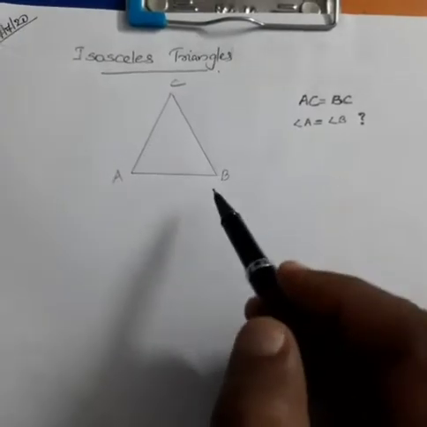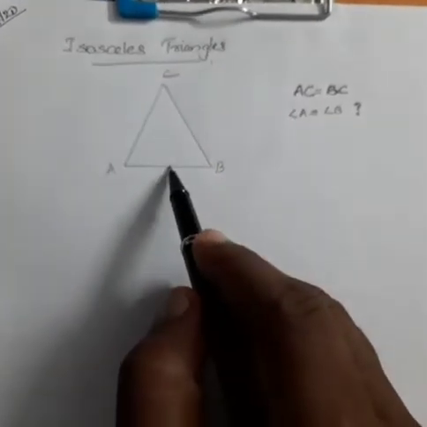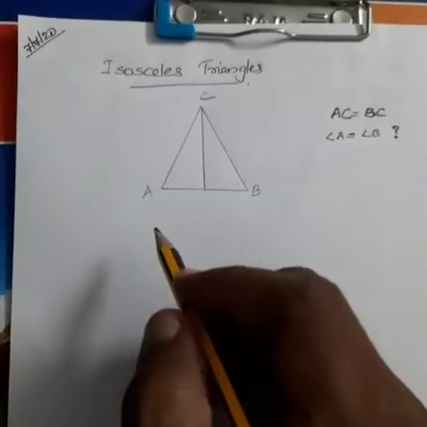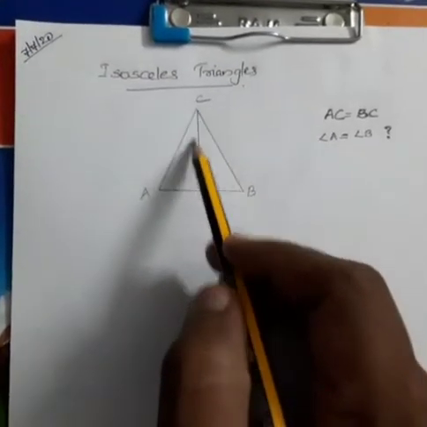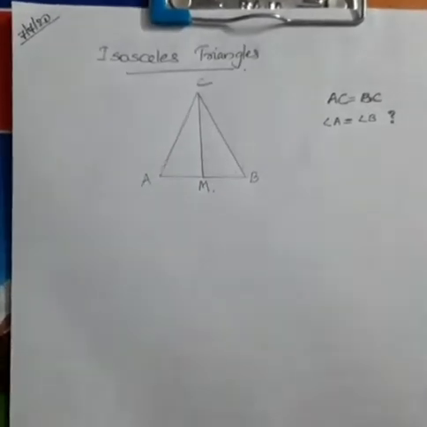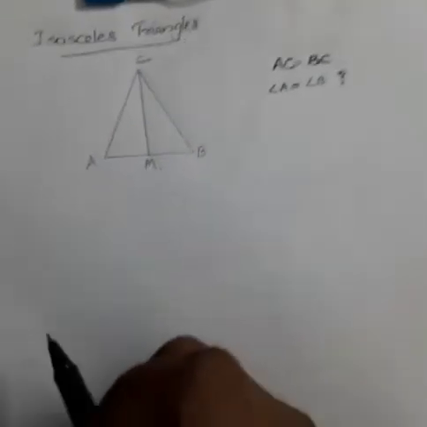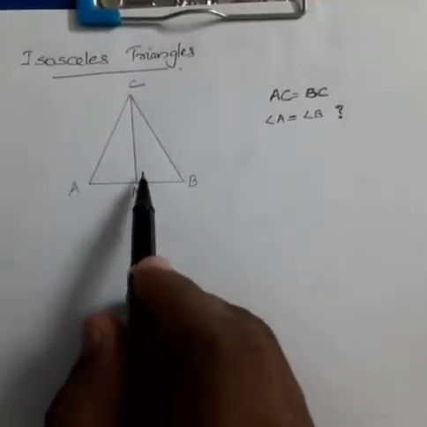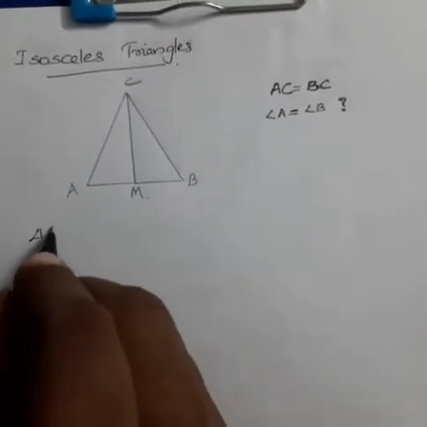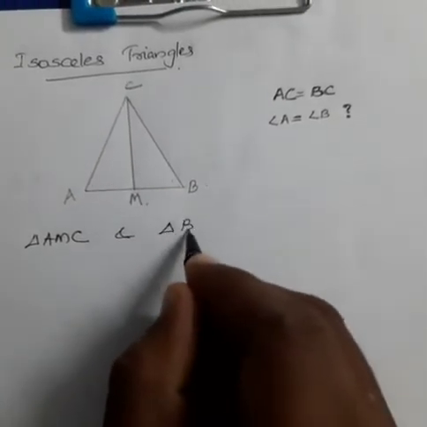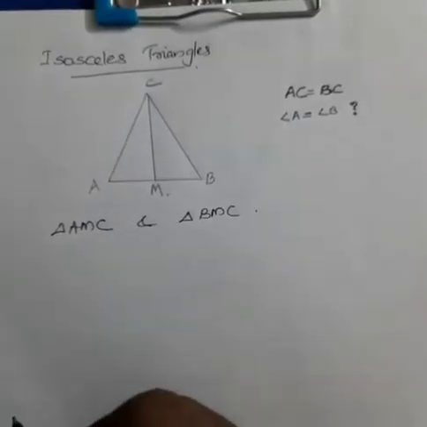For finding this, you have to draw a perpendicular through AB. Draw a perpendicular through AB, and keep this point as M. So we can see two triangles here. The first triangle is triangle AMC and the next triangle is triangle BMC.